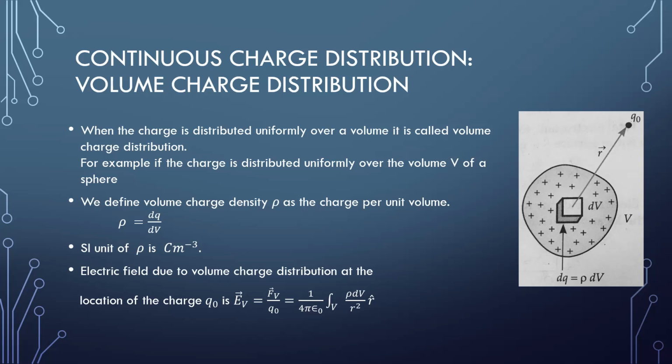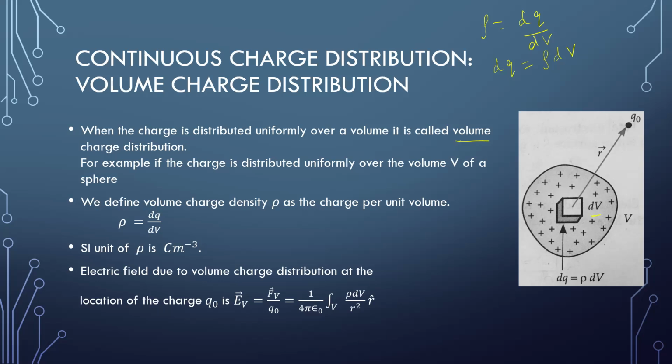naught, okay? Similarly, we talk about volume charge distribution. Volume charge distribution is when the charge is distributed uniformly over a volume. That time we talk about volume charge distribution, and we define a term called volume charge density, denoted by rho, and this is equal to dq upon dv, right, dq upon dv. So what is dq over here? dq is equal to rho into dv.